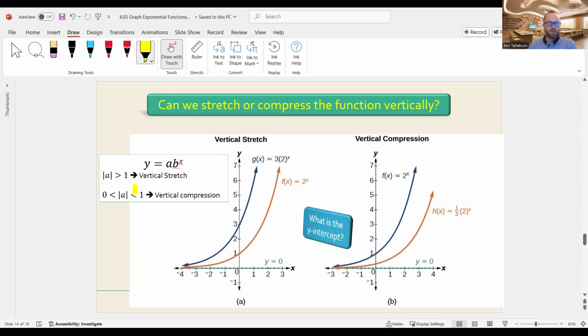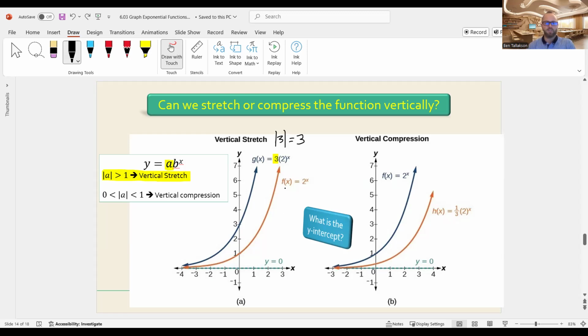Okay, here we go. If the absolute value of A is greater than 1, there's a vertical stretch. Where is A? That's in the front. So here we go. The absolute value of 3, remember, absolute value is the distance from 0. Distance cannot be negative. Okay, so absolute value of 3 is 3. Is that greater than 1? Yeah. So there is a vertical stretch, and we see that, right?